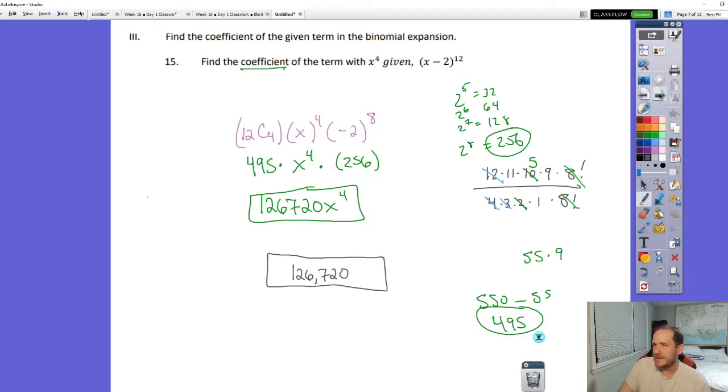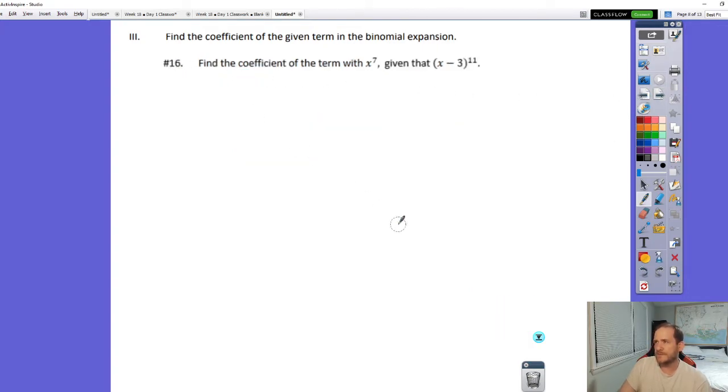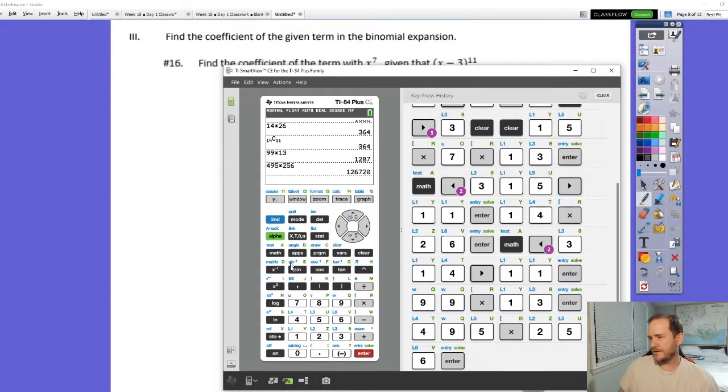All right, 15 goes to 16. This one should be very much the same. So we're going to do what? 11 choose 7. We're going to multiply that by x to the power of 7. We're going to multiply that by negative 3 to the power of, what could it be? Well, it's got to add up to 11, so I guess it's a 4. What's 11 choose 7? I don't care. You kids can do it by now, I presume. So I will cheat.